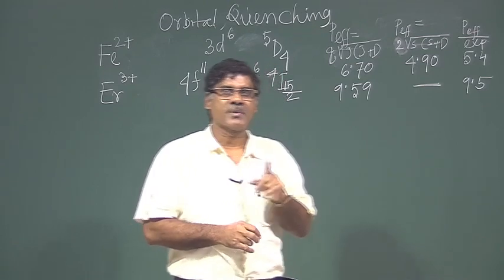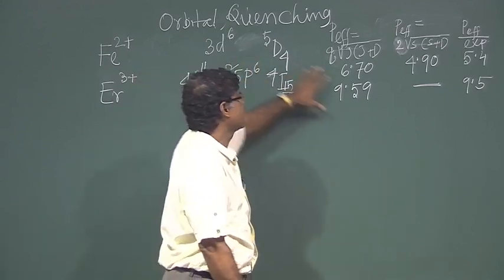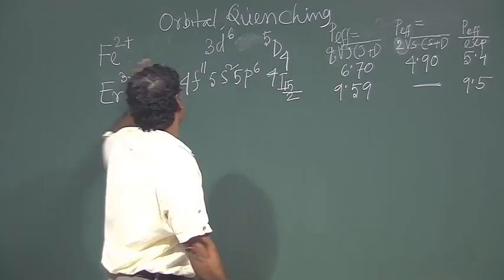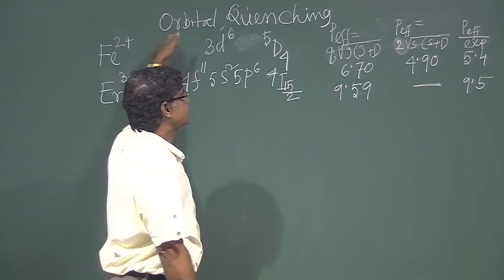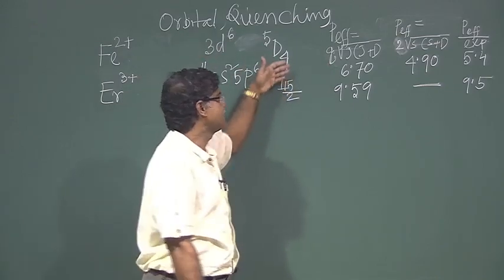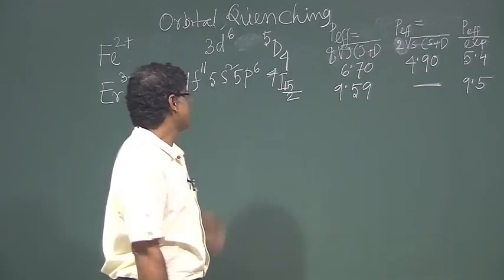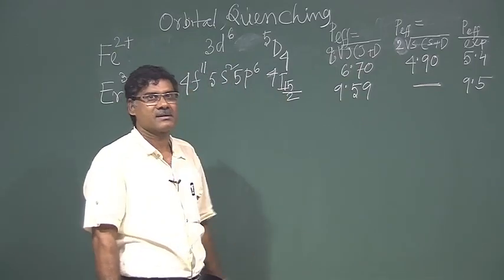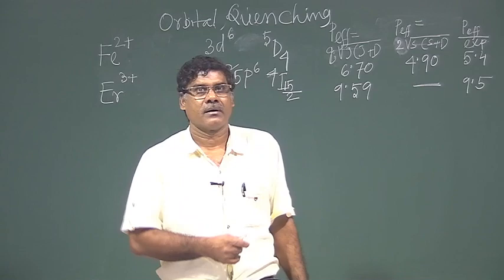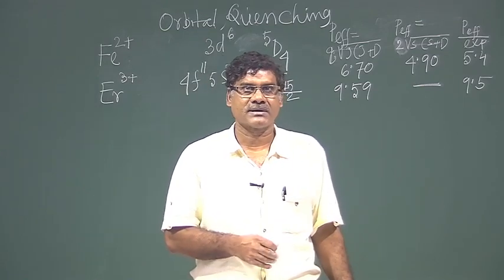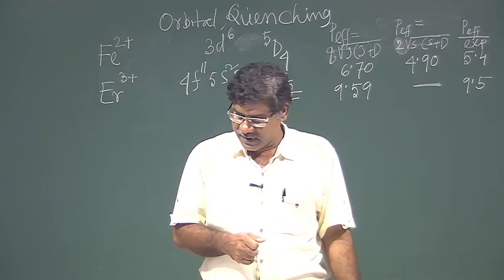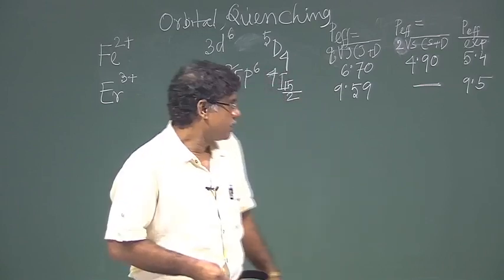So this orbital quenching is responsible for the difference between rare earth and iron group. We will discuss later why orbital quenching happens in the iron group, whereas in the rare earth group orbital quenching is not happening. That we will discuss later, but let me calculate this.